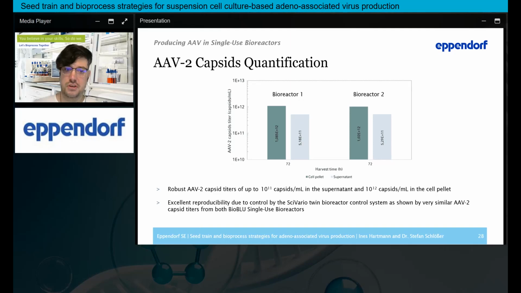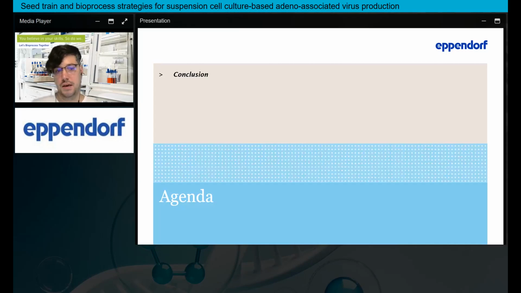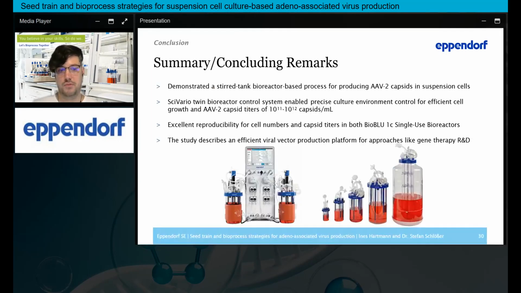You can also see here, as before for the cell density and the viability, that there is excellent reproducibility between the two bioreactors, thanks to the precise control of the Saverio-Twin bioreactor control system. We have basically very, very similar numbers in virus titers. And with this, we can already come to the conclusion.